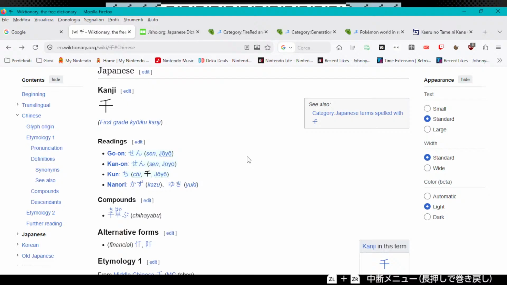But yeah, so sen, the more important one, because it's the one usually used in compounds and also on its own, also when counting the numbers in general. For example, when you start any year with 1000, you would start with sen and then the rest. So yeah, quite useful.